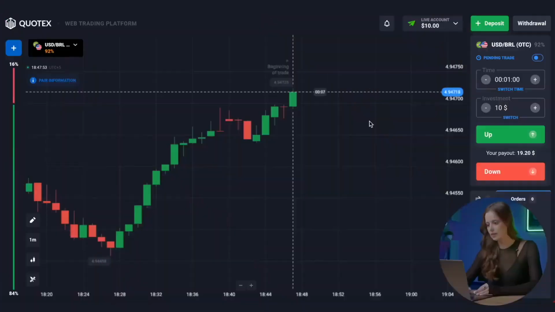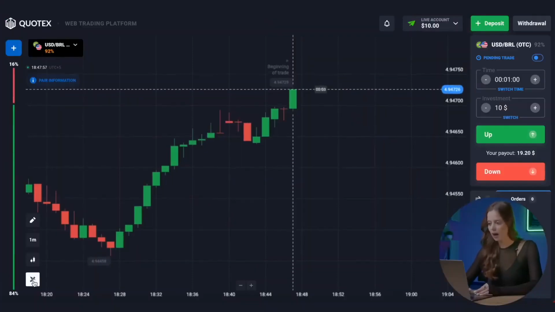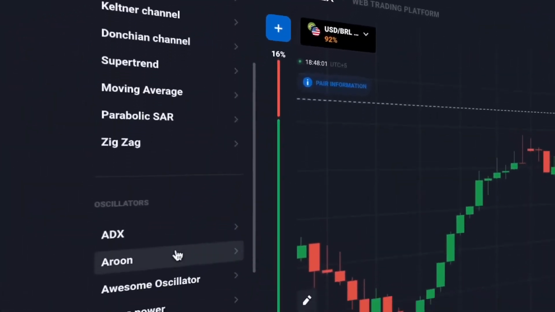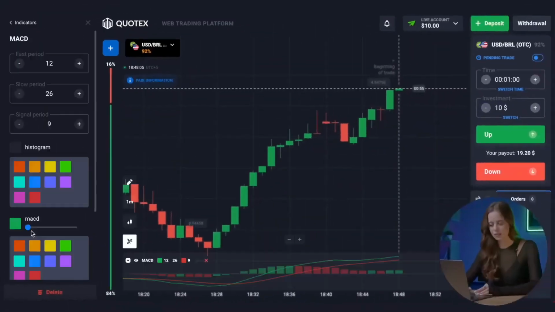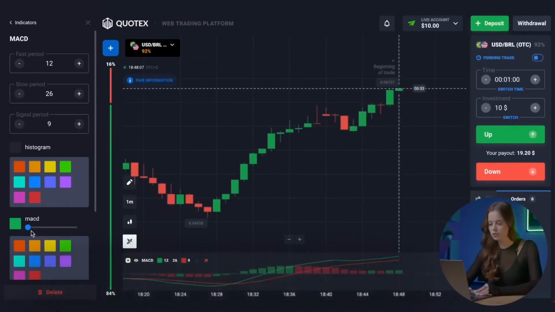So first, let's start by going to the Quotex exchange where I do all my trading. There is a special menu here where you can select any indicators you need for analysis. Today we will trade using the MACD indicator. It stands for Moving Average Convergence Divergence.